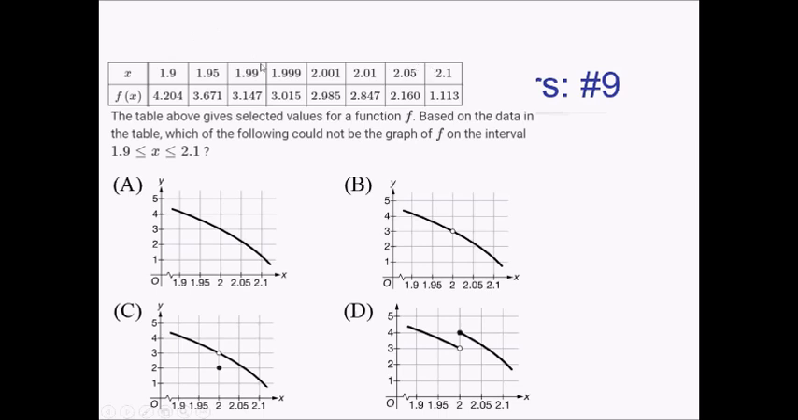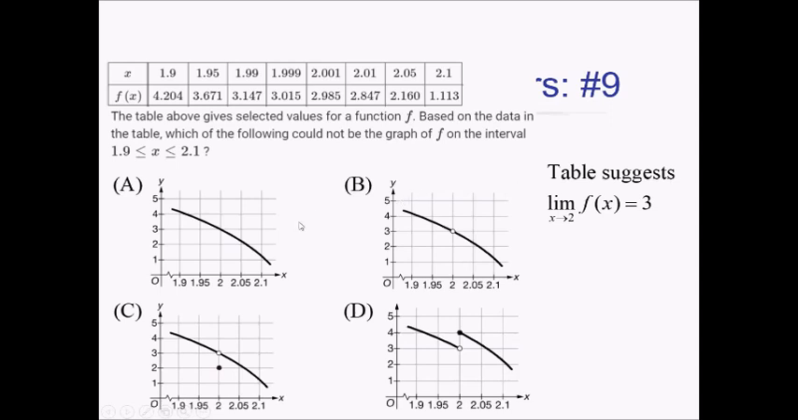So looking at this table, there's definitely a pattern they want us to pick up on. As we approach 2, which they're not showing in here, but as we get closer and closer from the left and the right sides for x values, you'll notice that the y values are both kind of heading toward the y value 3. So based on the table, the limit as x approaches 2 of f of x appears to be 3. So we should have a graph that reflects that.